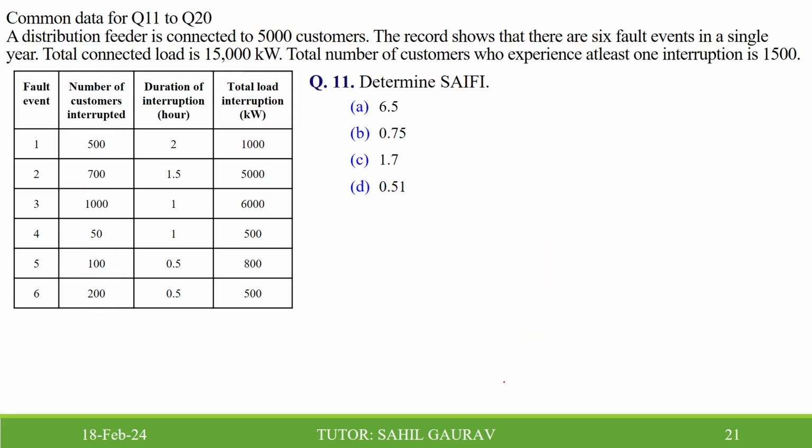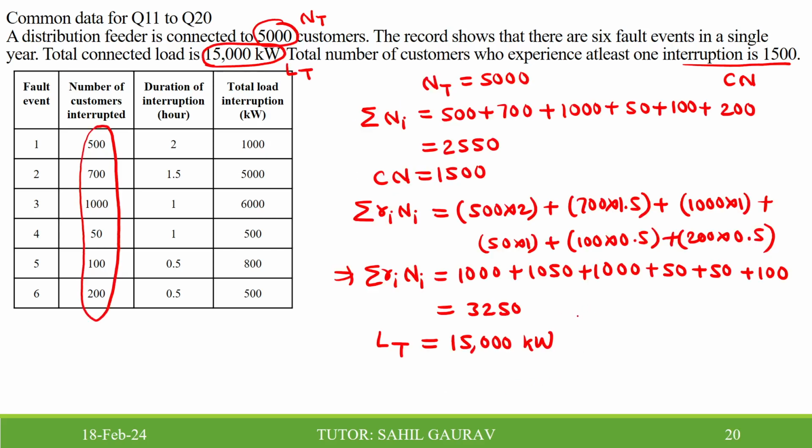Now, like the previous one, just note down all these values. We will solve the reliability indices for questions 11 to 20. NT is 5000, sigma NI is 2550, CN is 1500, sigma RINI is 3250, and LT is 15,000 kilowatt.